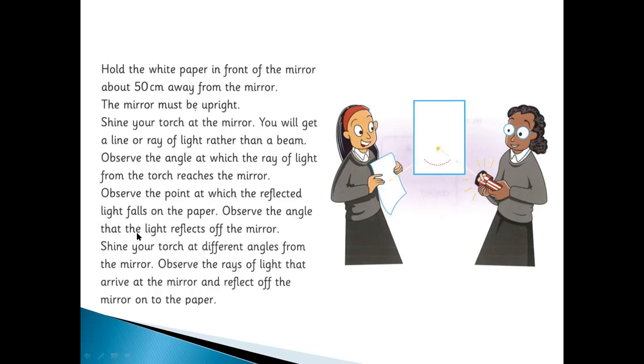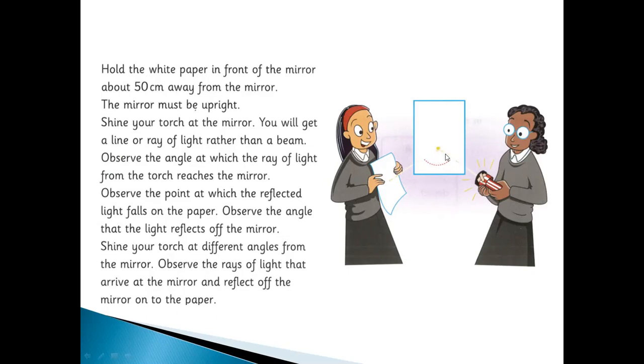So observe the angle at which the light reflects off the mirror. Shine your torch at different angles from the mirror. Move it down, up, and a little nearer, and check the angles. They are similar. After reflection, observe the ray of light that arrives at the mirror and reflects off the mirror onto the paper.